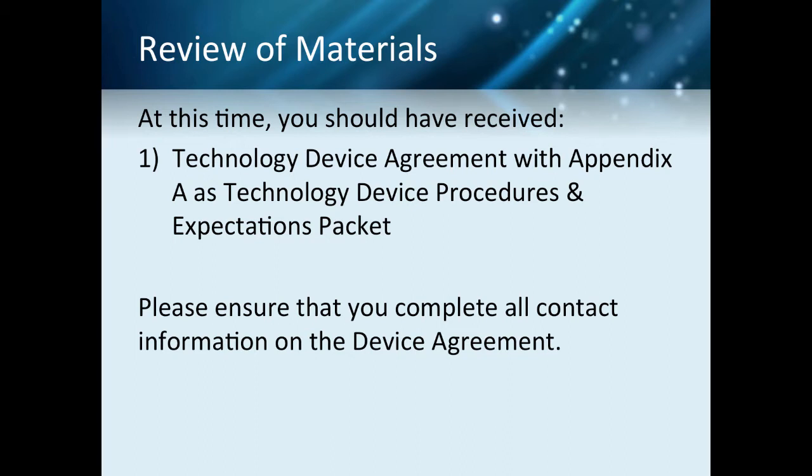So at this time, you should have received a technology device agreement with Appendix A as technology device procedure and expectations packet. Please ensure that you complete all contact information on the device agreement. If you did not print this out already, please return to our website and print this information before you watch the rest of this presentation.